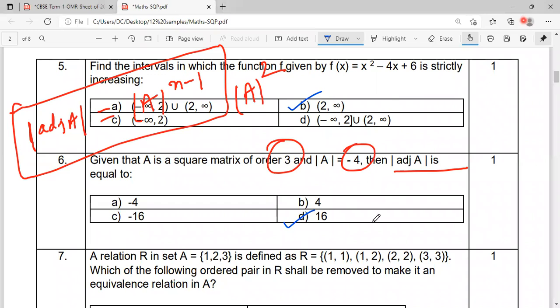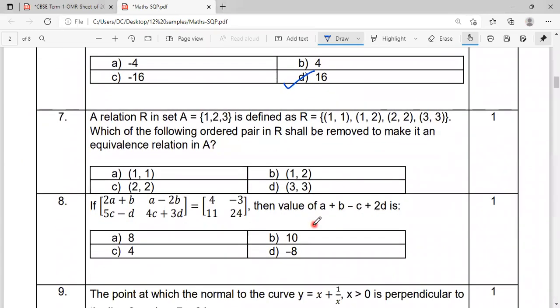All right. So a relation R on {1, 2, 3}, and so on. Which of the following ordered pairs in R shall be removed to make it an equivalence relation? See, we'll definitely get a question on equivalence relation. Here also, this question can be answered in less than 15 seconds. It is one of the questions.